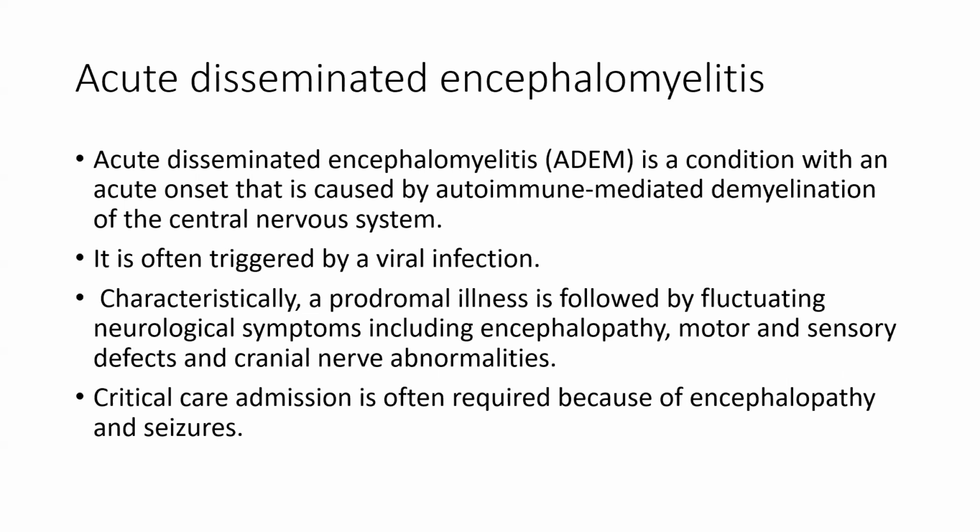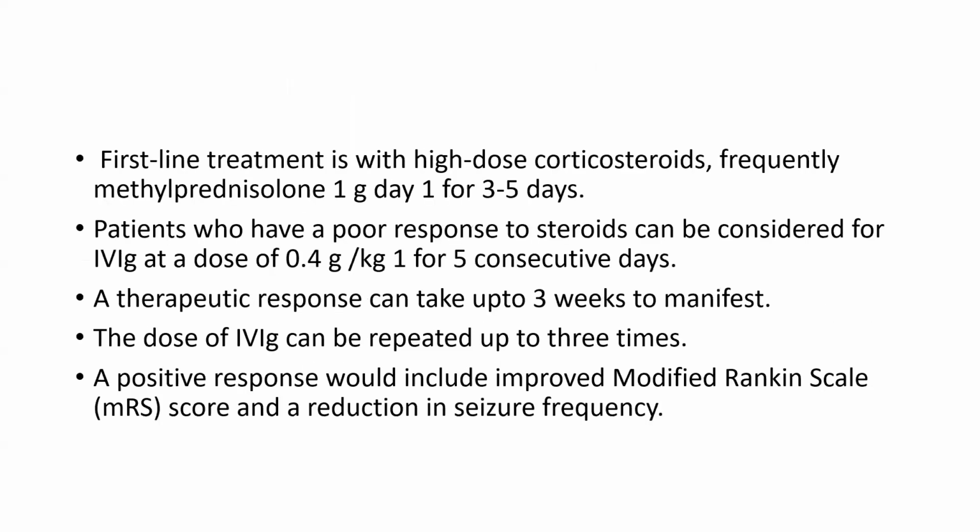Acute disseminated encephalomyelitis. It is a condition with acute onset that is caused by autoimmune mediated demyelination of the central nervous system. It is often triggered by viral infection. Characteristically, a prodromal illness is followed by fluctuating neurological symptoms, including encephalopathy, motor and sensory deficits, and cranial nerve abnormalities. Critical care admission is often required because of encephalopathy and seizures.